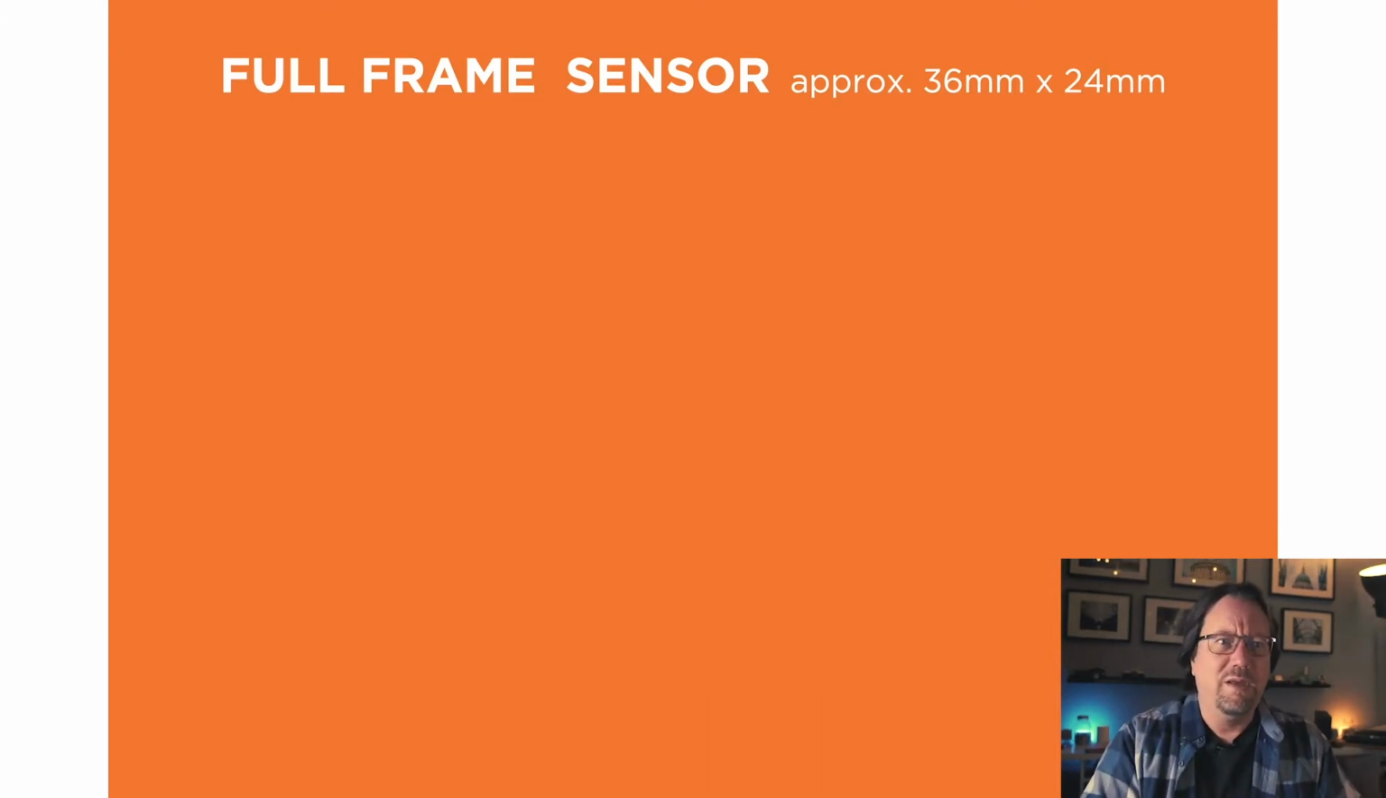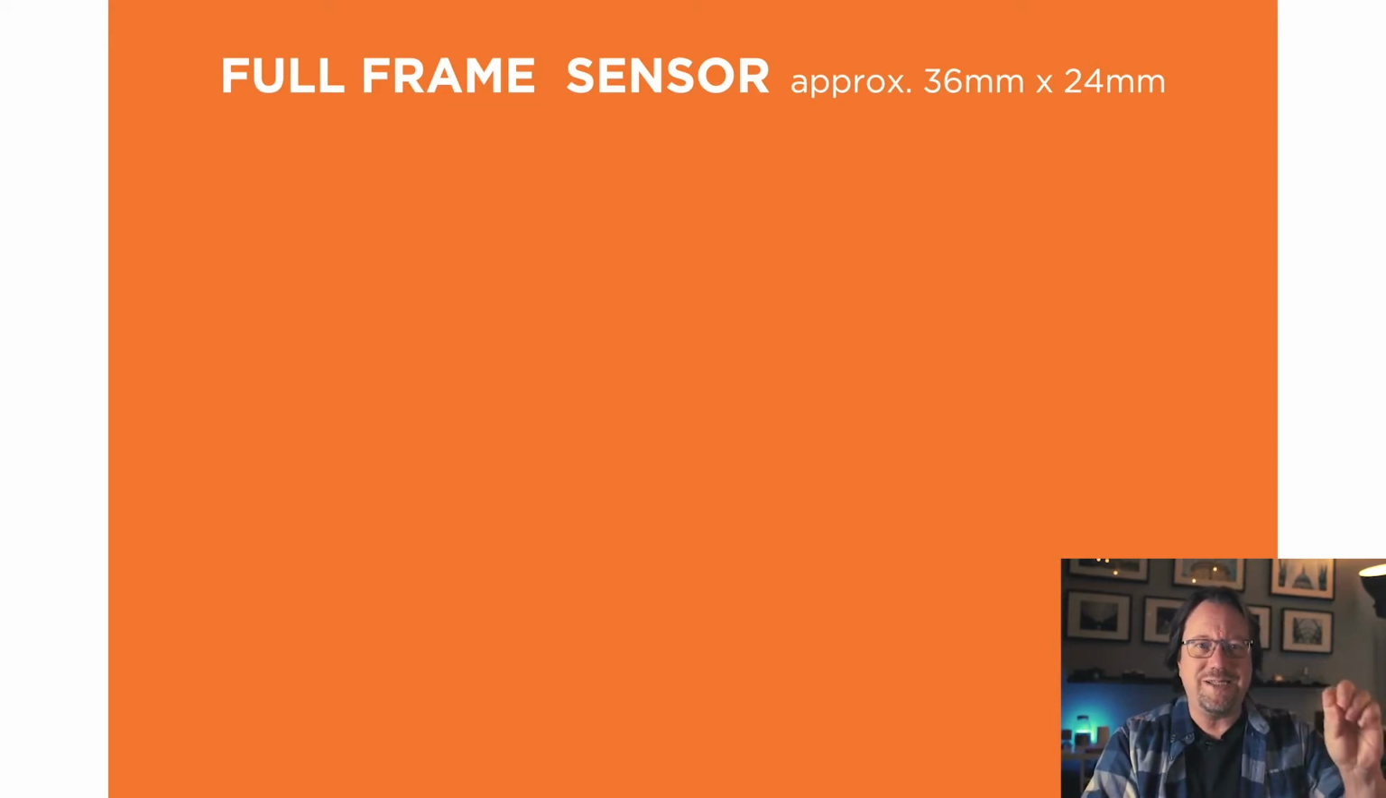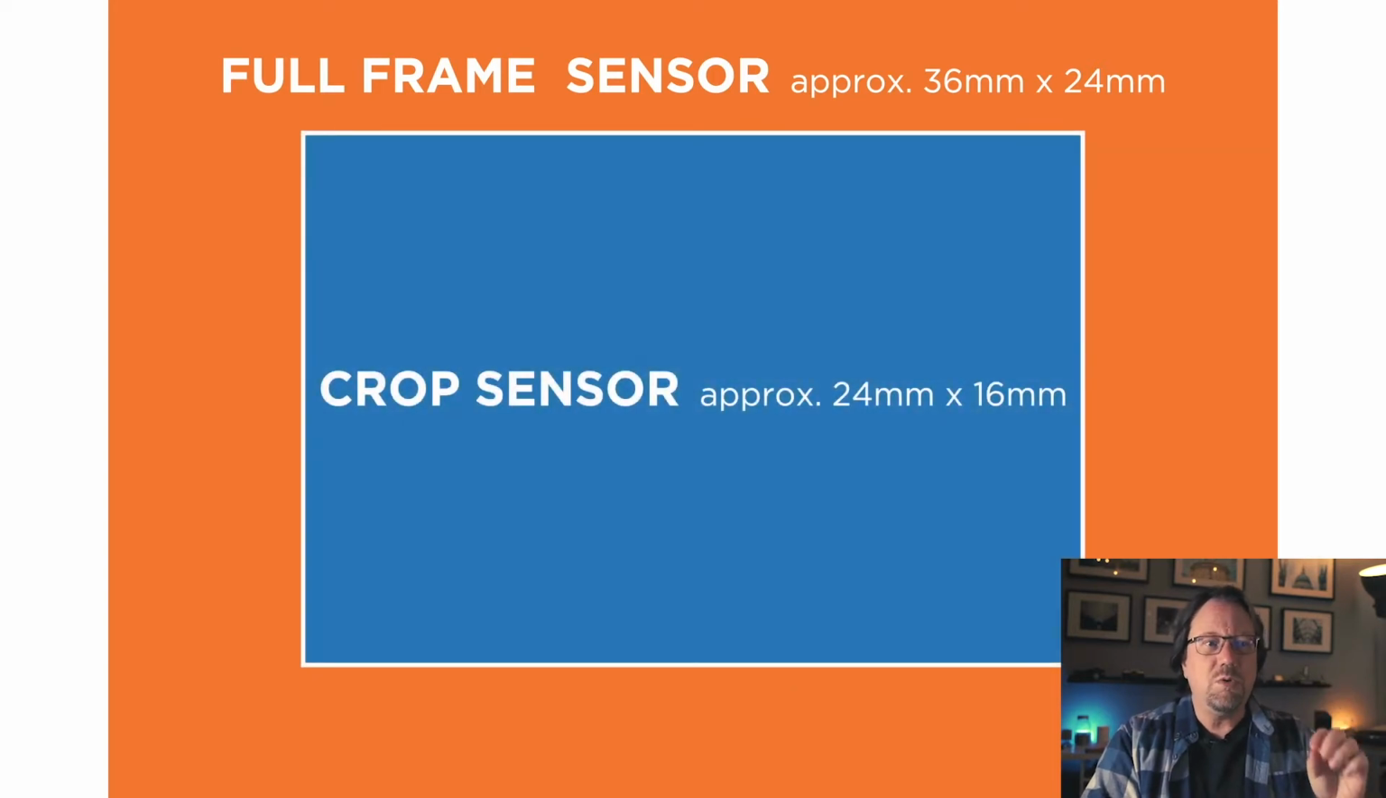I know, math, ratios. So most of us don't have cameras with sensors this large. Most of us have cameras with digital sensors that are called crop sensors. They're smaller, about 24 millimeters by 16 millimeters in width and height. So you can see it's smaller. That blue area is smaller than the orange, which represents the full frame.